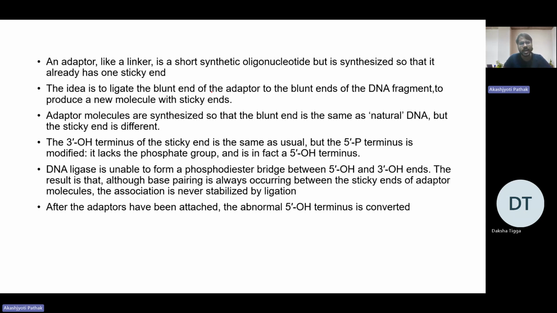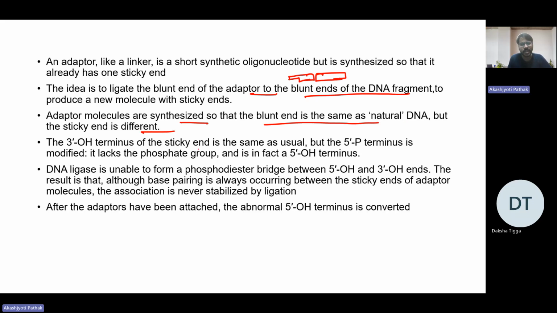So the idea is to ligate the blunt end of the adapter to the blunt ends of the DNA fragment to produce a new molecule with a sticky end. So the blunt end of the adapter will be ligated to your DNA fragment, and because your adapter has a sticky end, your DNA molecule will have the sticky end. The adapter molecules are synthesized so that the blunt end is the same as the natural DNA, but the sticky end is different.